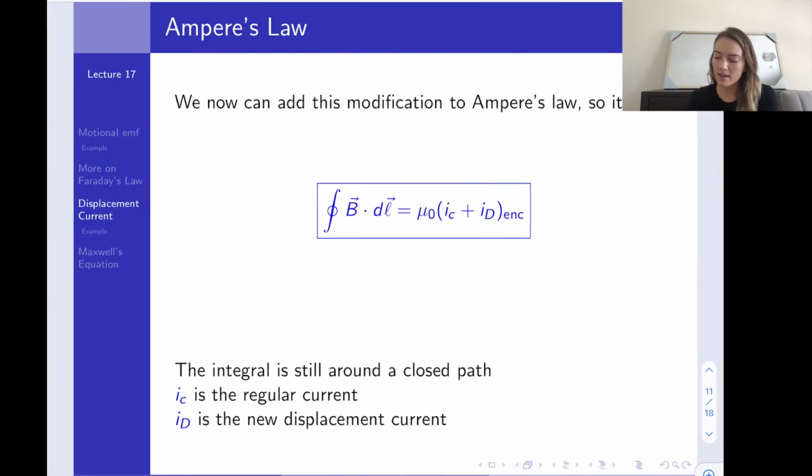All right, so now we can rewrite Ampere's law in terms of these two contributions. We can rewrite Ampere's law as the magnetic field integrated around a closed path is equal to mu naught times, now we have this little I_C, which is just our regular current, charges flowing, current through a wire, plus this displacement current, which is given by the change in flux of the electric field. So to find the total magnetic field in some region, you have to take both of these into account. So this is like the full form of Ampere's law.